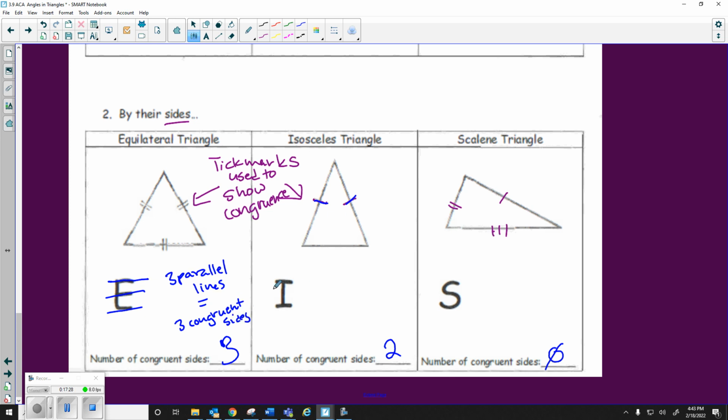In isosceles, boom, boom, it has 2 parallel. So that means 2 congruent. And then in S, there's nothing parallel to nothing. It's all wavy, curvy. So no parallel equals no congruence.